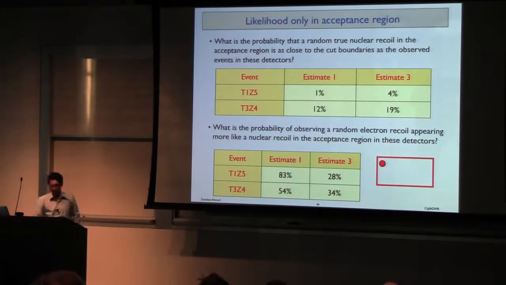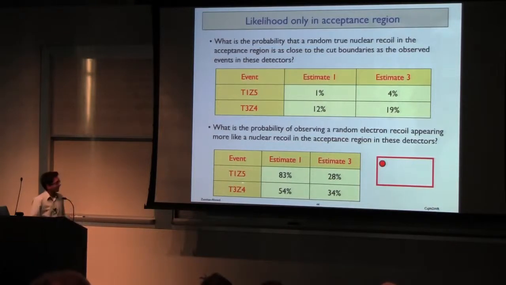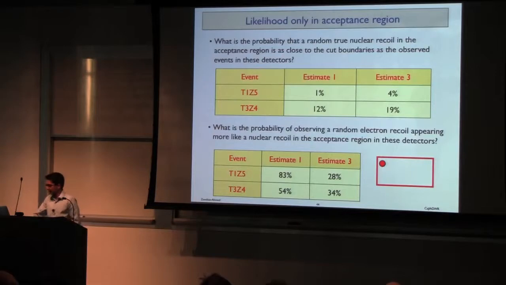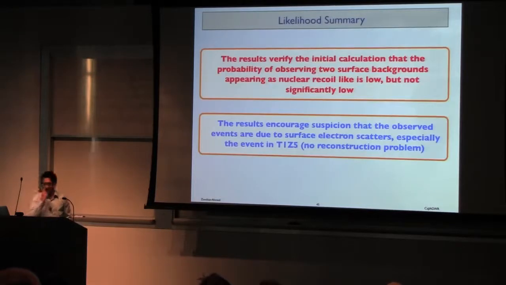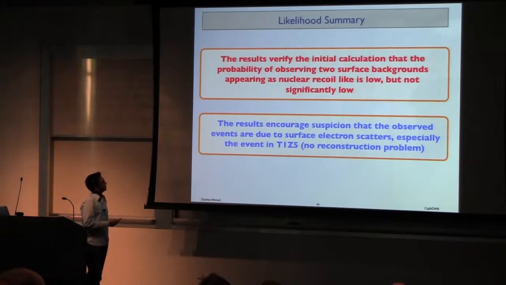Or you can also turn the question the other way around and ask, can you get a random electron recoil worse than the candidates that we got? And the answer is yes, you can. So 83%, 28% in T1Z5, and actually a pretty significant number in T3Z4 as well. So we conclude from the likelihoods that the initial calculation that suggested this was likely background is true.